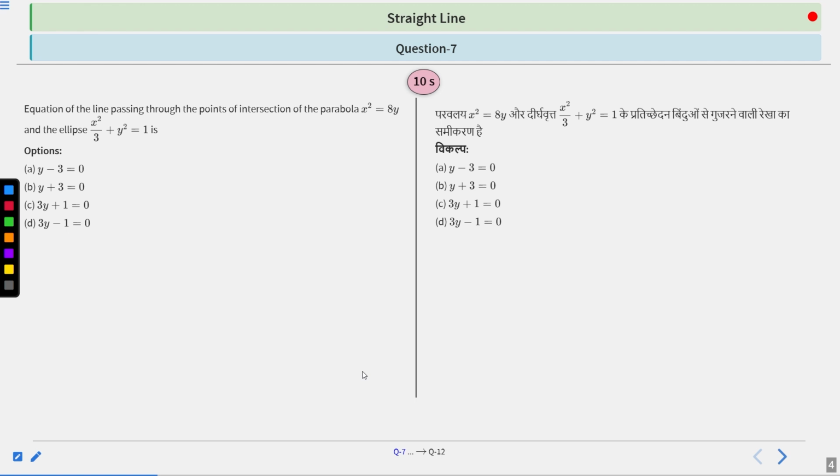So what we will do? We will try to make one equation as a single variable, right? So you can write x square as 8y, right? When you put x square as 8y in the equation of ellipse, you will get a quadratic equation in terms of y, and after solving that quadratic equation, you will easily find the points of intersection. Clear? And when you have the 2 intersection points, you can easily find the equation of the straight line passing through those 2 points, right? So in this way, you can try to approach this question.